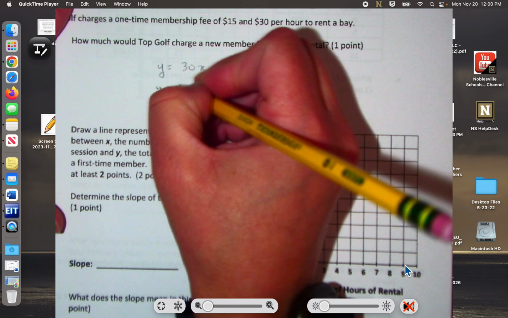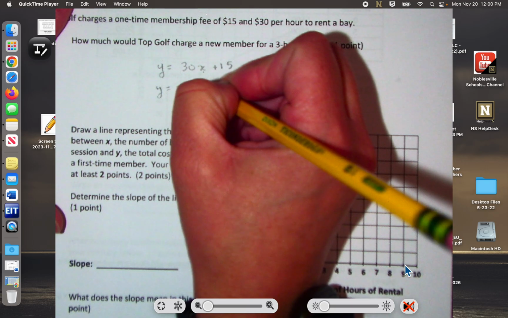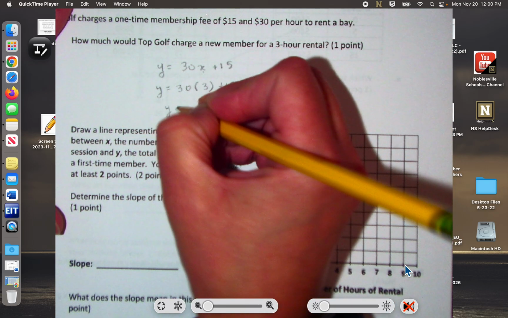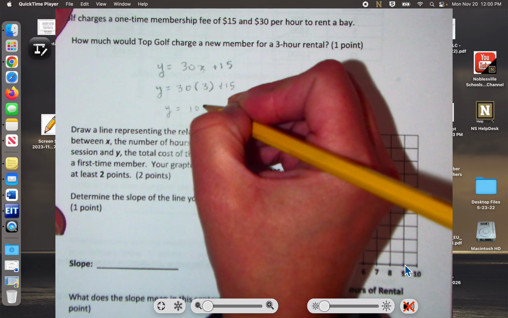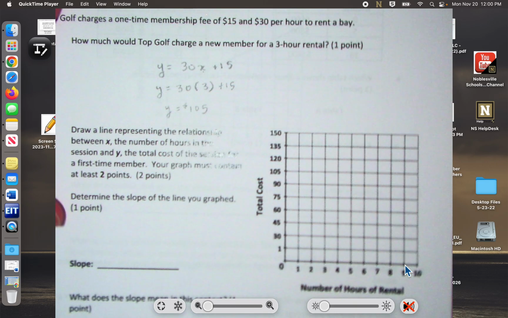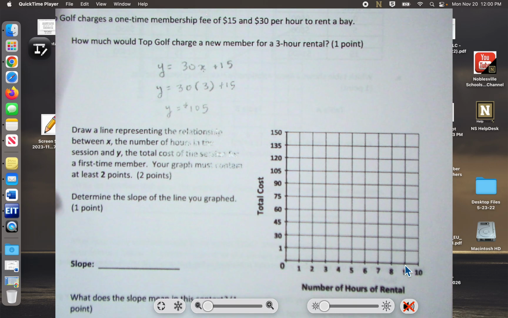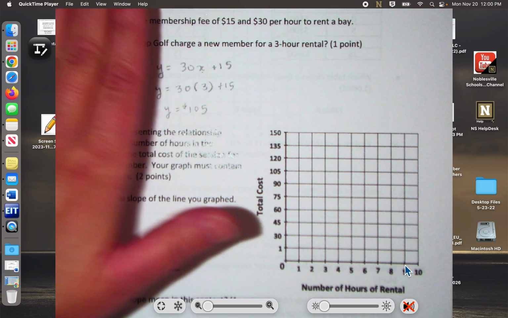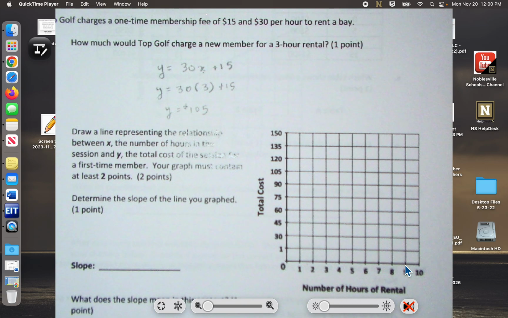So then we put 3 in for the x because that represents the hours. So then we get $105, right? 30 times 3 is 90. 90 plus 15 is 105. You did not have to create an equation here. I mean, Dasha did, and that's fantastic. You could have just done 30, 60, 90 plus the 15 at this point, okay? So there's a lot of different ways you could have shown your answer there.